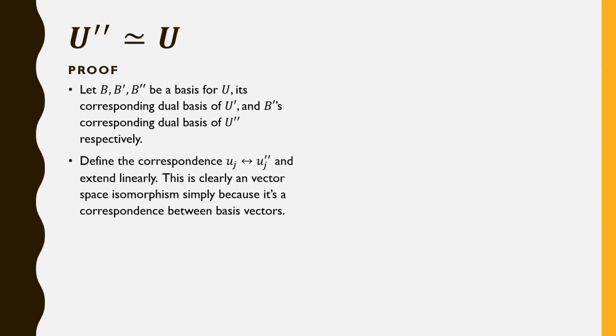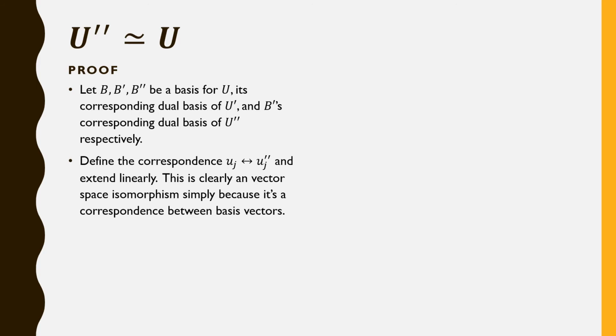Then all we have to do is define the correspondence of uj. So let's say B is the vectors u1 through un, and we just add a prime for each of the dual bases. So we'll define the correspondence uj to uj double prime and extend that correspondence linearly. This is clearly a linear transformation because we extended it linearly. It's clearly bijective because it's a correspondence between the basis vectors, and hence it's a vector space isomorphism. This is actually why any two vector spaces of the same dimension happen to be isomorphic, because you can simply line up their basis vectors, and that creates a linear vector space isomorphism between the two. So that's not the interesting part.